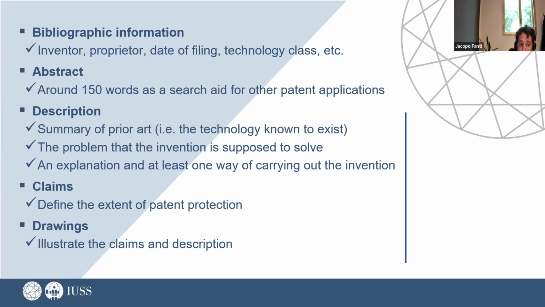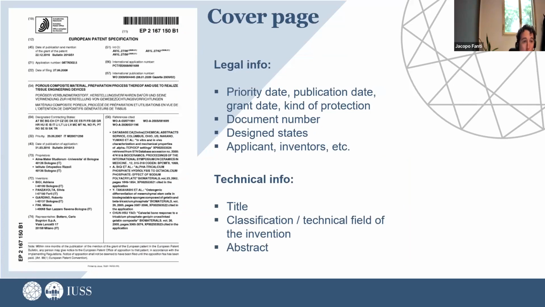Then you have descriptions, as mentioned before. The description contains a full and detailed description of the invention, so that other people can understand, first of all, the technology and replicate it. So this is very important. Then we have the claims, which are the very heart of the patent. And then we have drawings that show the patent content.